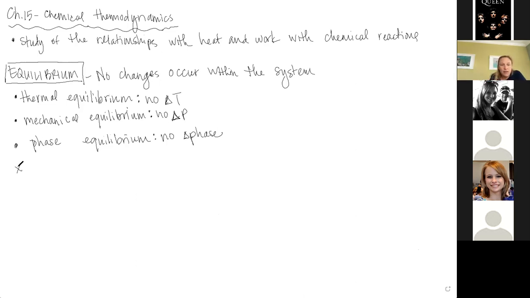And then lastly, and the one that we're focusing on for these chapters, chapter 15 and 16, is chemical equilibrium. This is where we have no change in chemical composition.